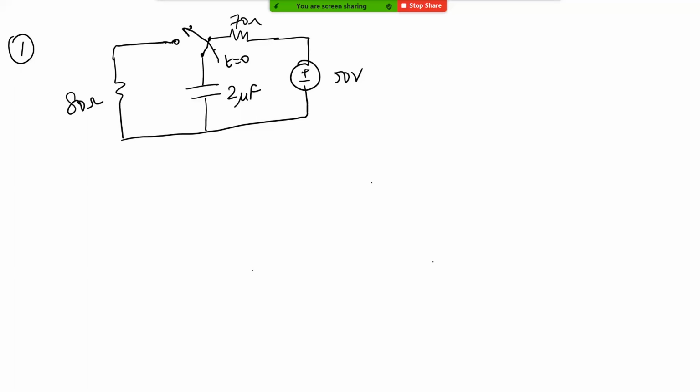Now the question is, what is V of t, as defined here? Let's say what is V of t at t equal to 0 and t equal to 160 microseconds.